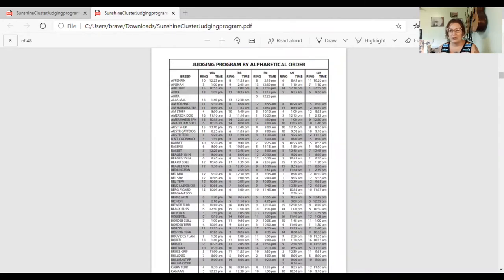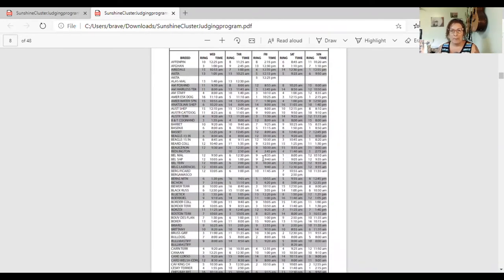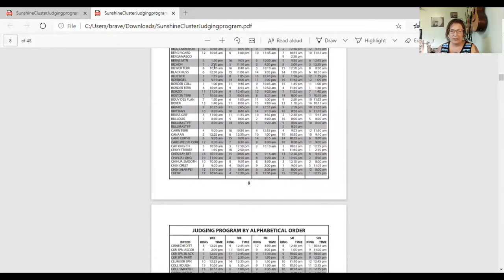Now we get down to the bulk of it here. I'm going to be looking at Cavalier King Charles Spaniel. You can see that you've got the breed here, then the ring and the time for each day: Wednesday, Thursday, Friday, Saturday, and Sunday. Let's look at Affenpinschers here. There's the breed. They're going to be on Wednesday in ring 10 at 12:25. That doesn't mean they're going to go right in at 12:25. We have to go to that ring to look up the information.